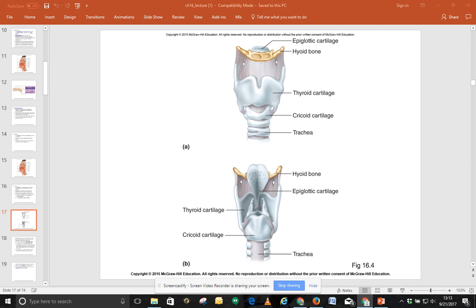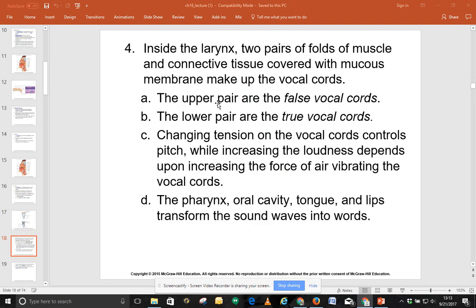And here's a representation of that. The cricoid cartilage, if you see between the cricoid and the thyroid, this area here is where we would do emergency airway procedures. If any of the upper airway was occluded, we could still access the airway down lower at the cricoid level. Inside the larynx are 2 pairs of folds of muscles and connective tissue covered with mucous membrane that make up the vocal cords.